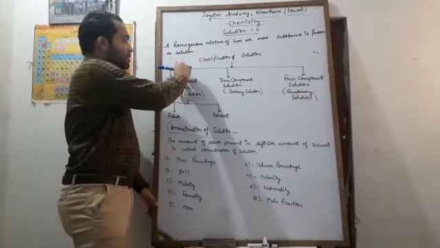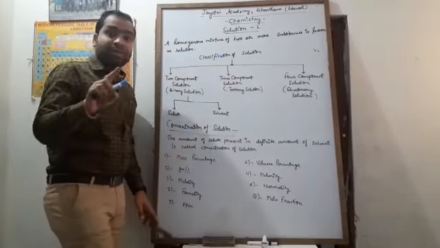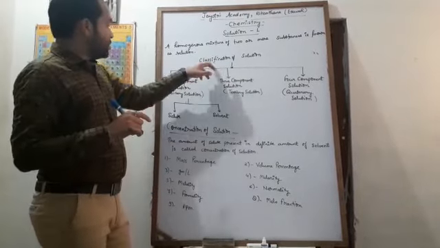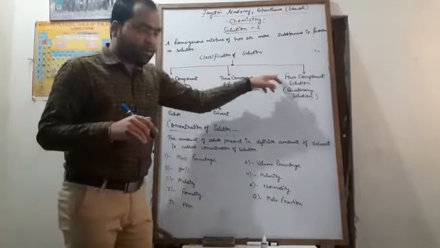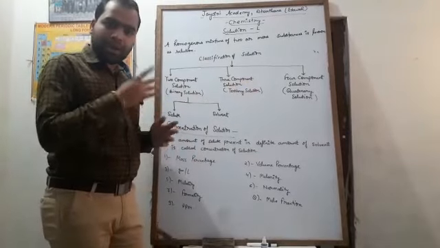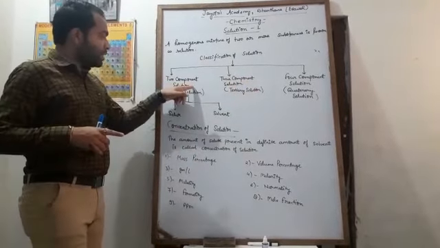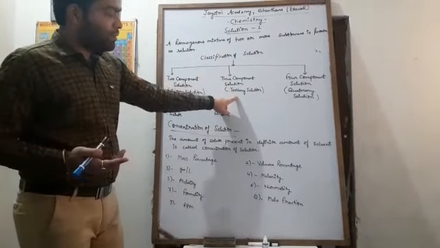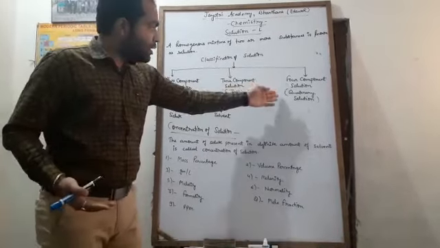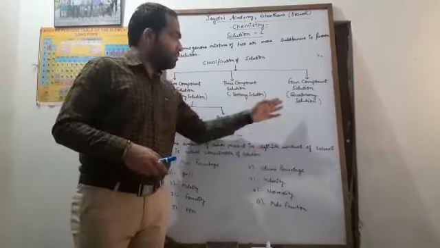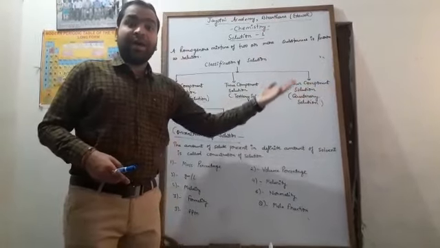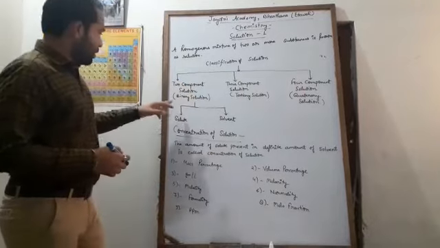Classification is done on the basis of the number of components present in the solution: 2 component, 3 component, 4 component. That completely depends upon the number of components. If 2 components are present, it is called a binary solution. If 3 components are present, it is called a ternary solution. Similarly, if 4 components are present, it is called a quaternary solution. The classification may go on depending upon the number of components.